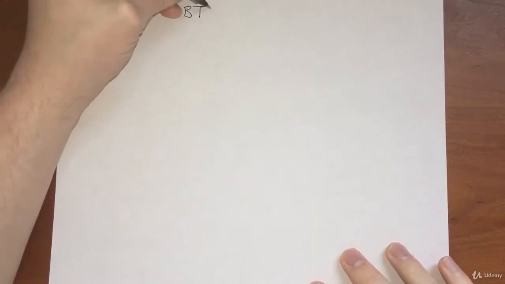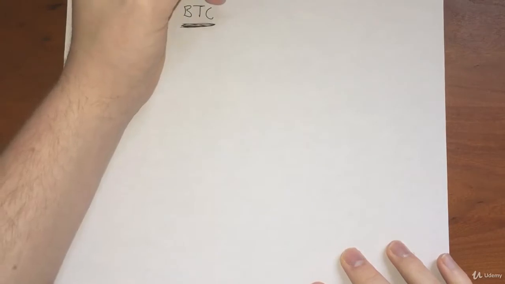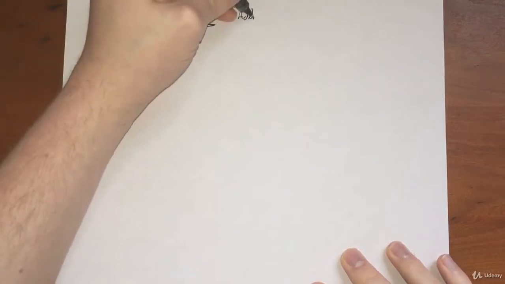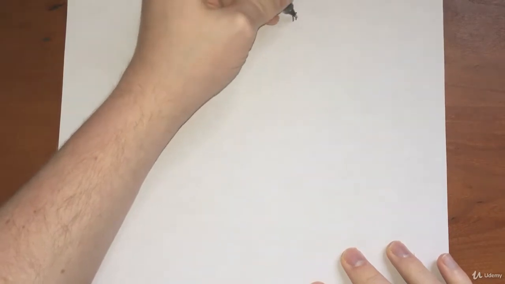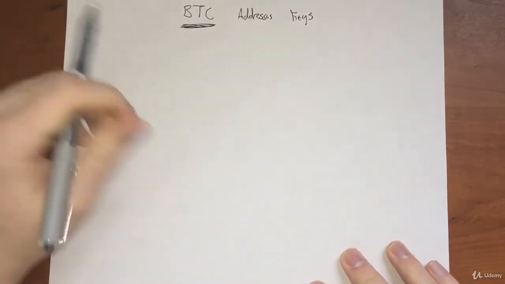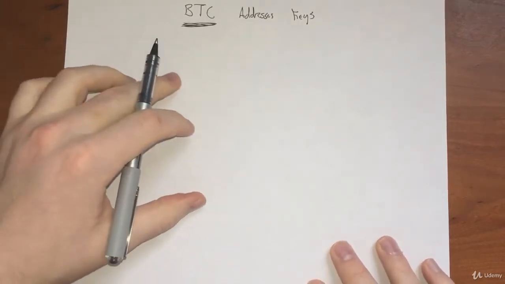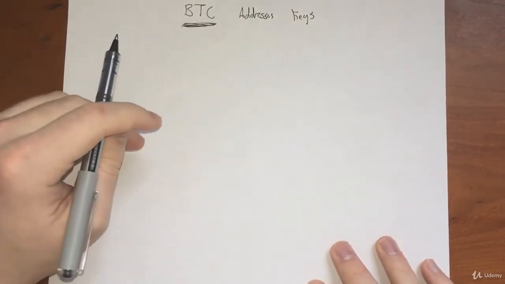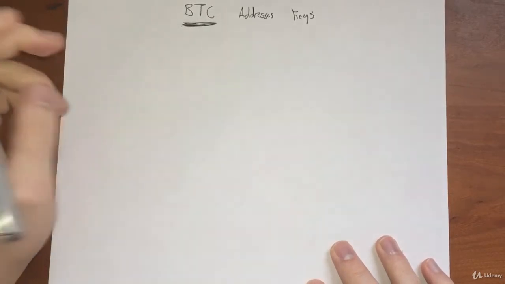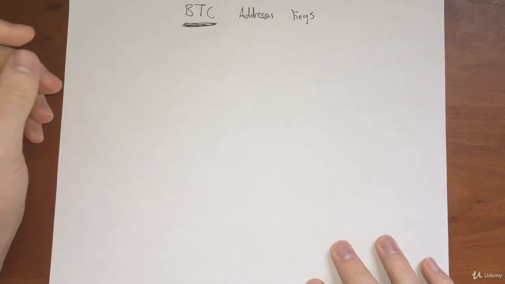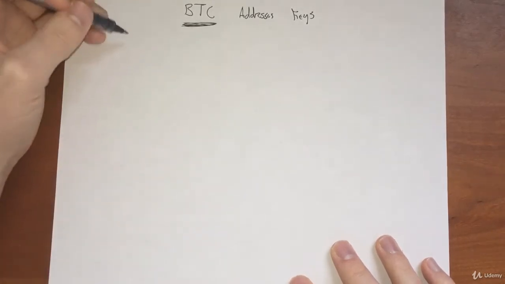Now we're going to talk about Bitcoin, which is abbreviated as BTC, how addresses and keys work. I kind of hinted at this earlier, and it probably seemed confusing. It really needs its own video, and we'll talk about it here. One of the things that is hard to wrap your head around in the beginning is what all these mean.